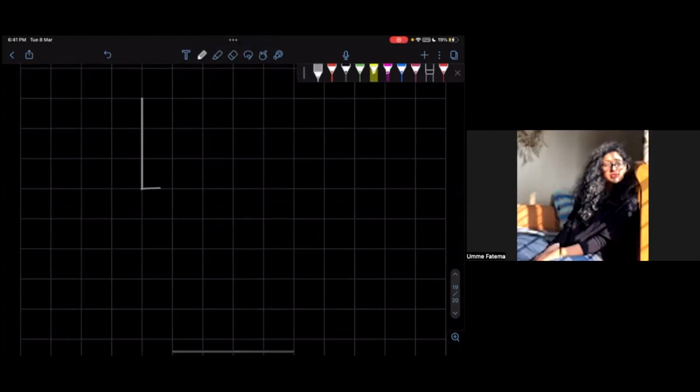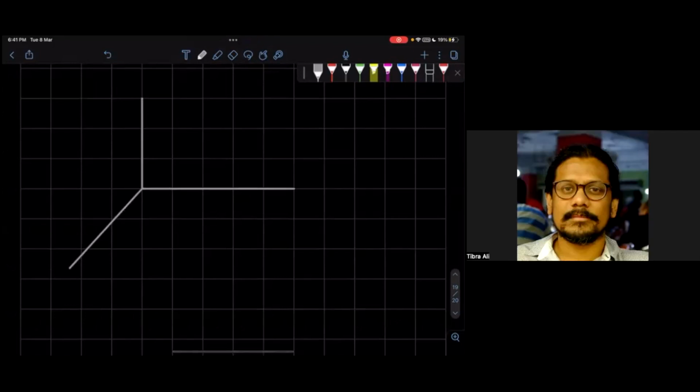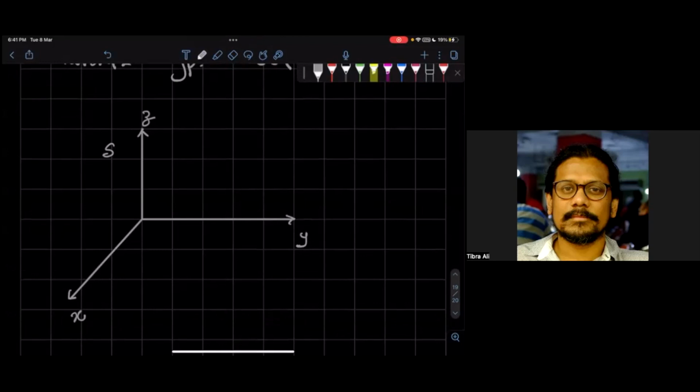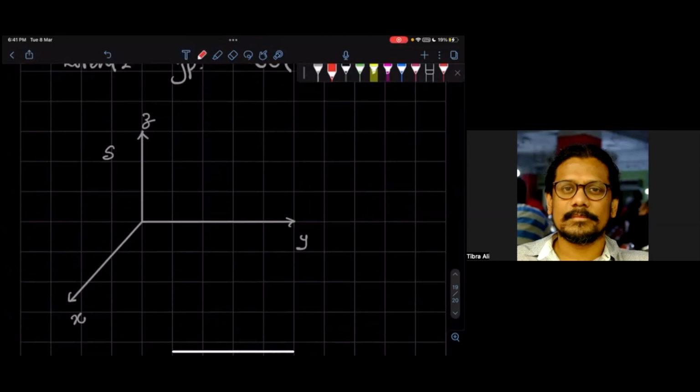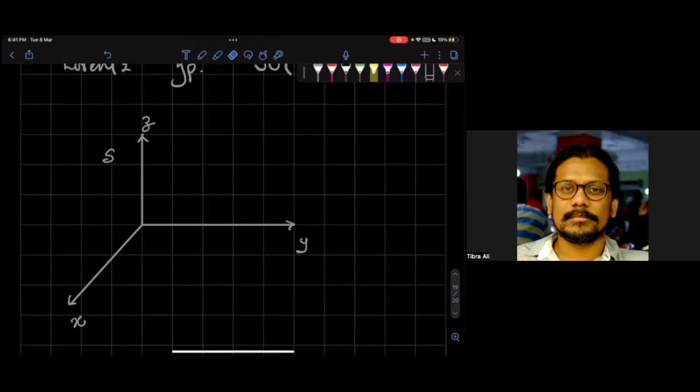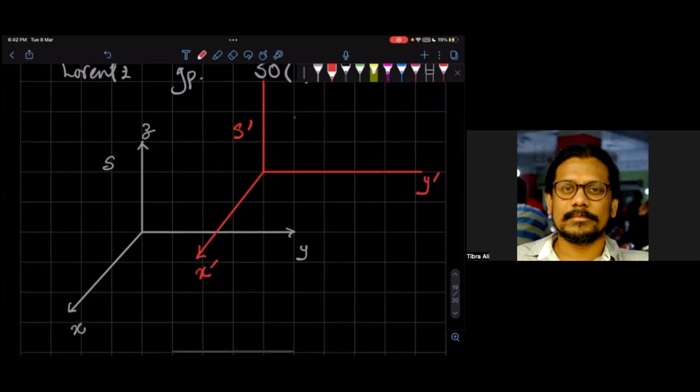So in special relativity, you have some reference frame, say. Okay, so let this be a reference frame. Let's call this S. This is the x-axis, this is the y-axis, this is the z-axis, okay? Now, what special relativity tells us is that the physics is unchanged in all inertial reference frames. So if S is an inertial reference frame, then what would be another inertial reference frame? Another inertial reference frame would be, say, a frame, let's call it S prime. So this is S prime, and this is X prime, this is Y prime, and this is Z prime.